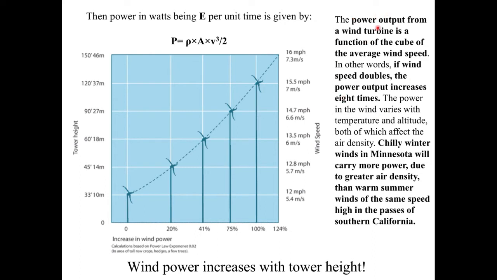And the text here at the top, this relates to the fact that there is this V cubed in the equation, and if we read the text, the power output from a wind turbine is a function of the cube of the average wind speed. And again, that's the velocity cubed here. So in other words, if the wind speed doubles, meaning that the wind speed increases by only a factor of 2, the power output increases by 8 times. So if the wind speed increases by 2 miles an hour, 2 cubed is 8, so the power output increases by 8. If the wind speed increases by 4 miles an hour, 4 cubed is 64, so the power output increases 64 times.